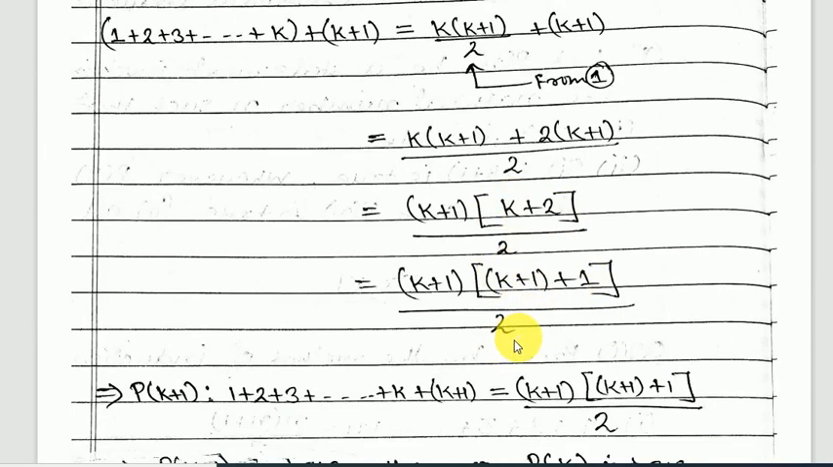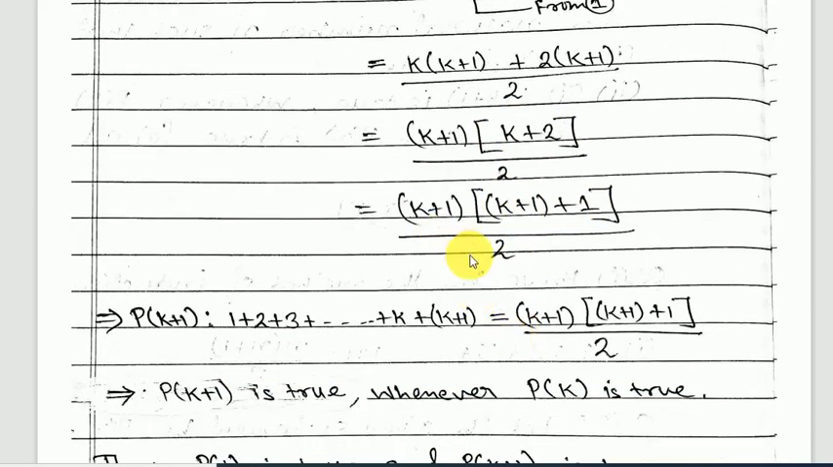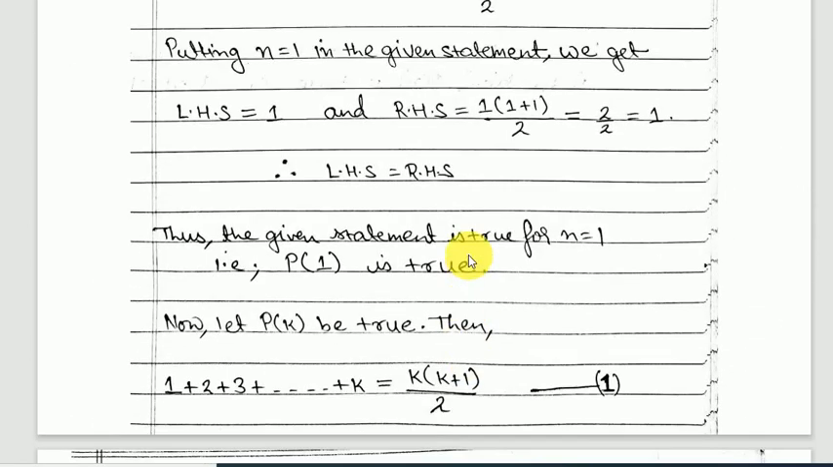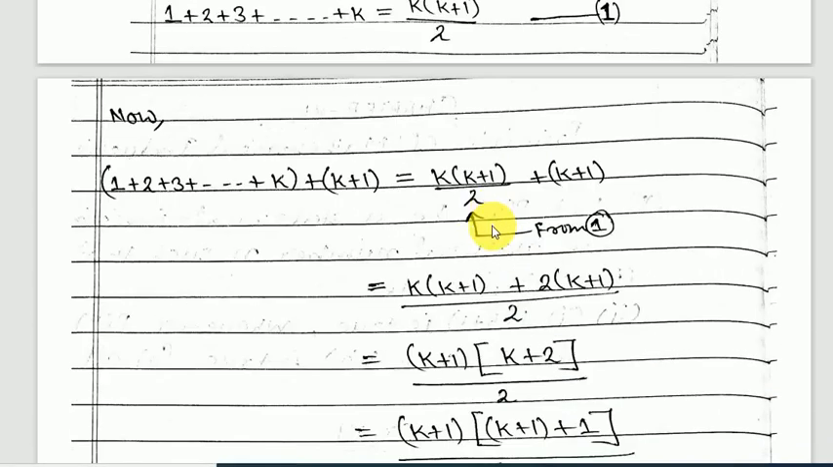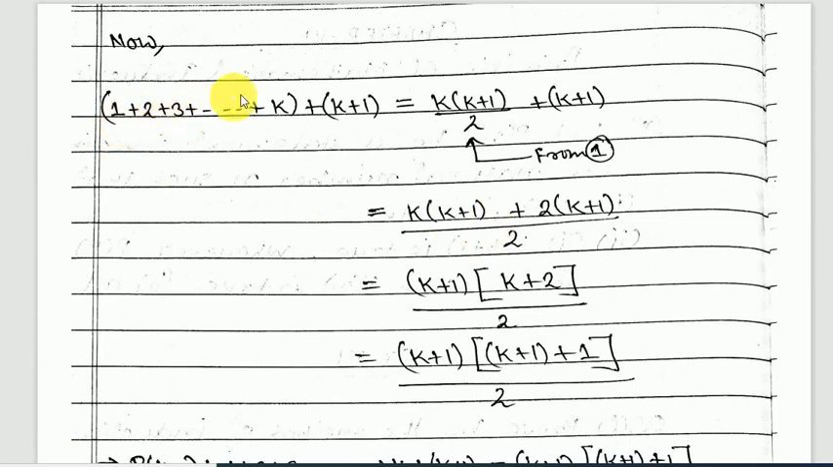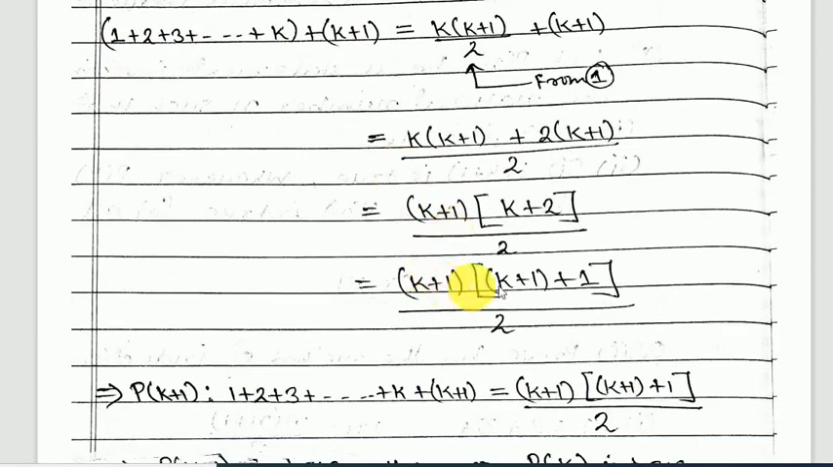But we know that we have taken the Pn statement as this, and this means this. So here you can see that 1 plus 2 plus 3 dash plus k plus 1 gives k plus 1 into k plus 1 upon 2. So this is nothing but the statement P k plus 1.